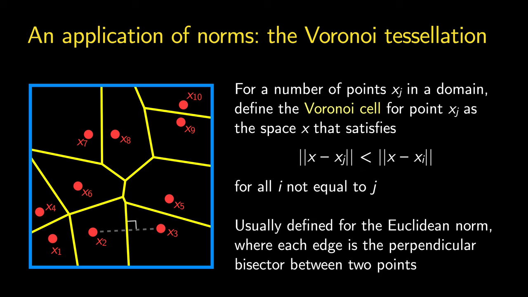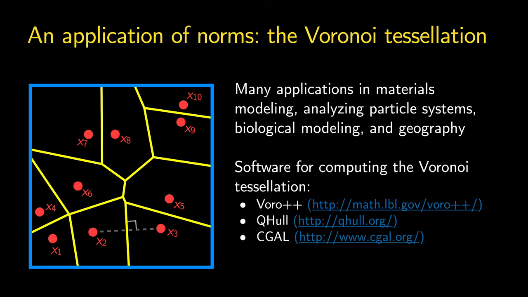The Voronoi tessellation has many different applications. It's used a lot in materials modeling. It can be used for analyzing particle systems. It can be used for creating computational meshes. It's also used in biological modeling as a simple model for cell matrices. And it's also used in geography.